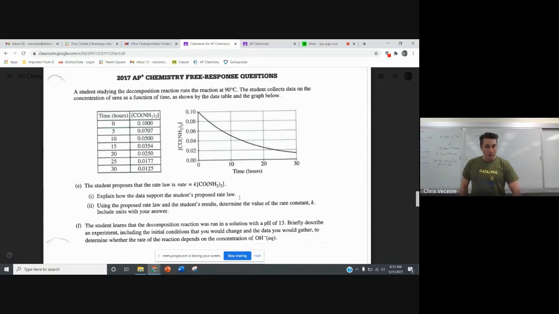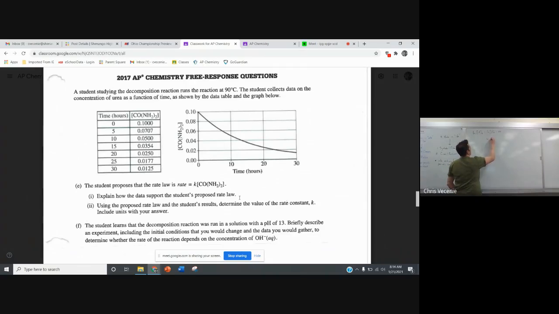Part II says using the proposed rate law and the results, determine the value of the rate constant K. Include units in your answer. You could do one of two methods. You could do the integrated rate law because you have the 0 point. For first order, it's ln of A at some time equals ln of A0 minus kt, and we have everything we need. We have our 0 point, because at time 0 hours, it's 0.100.